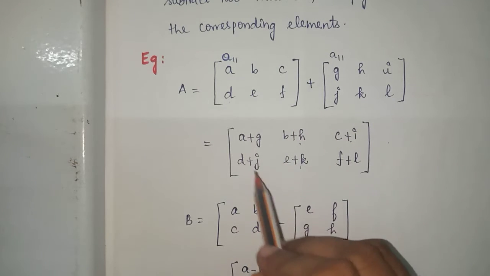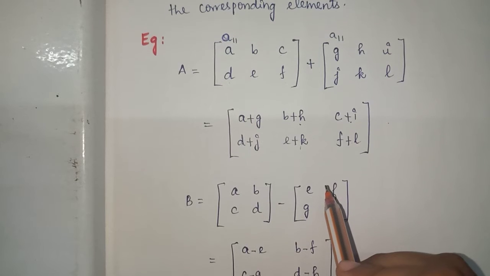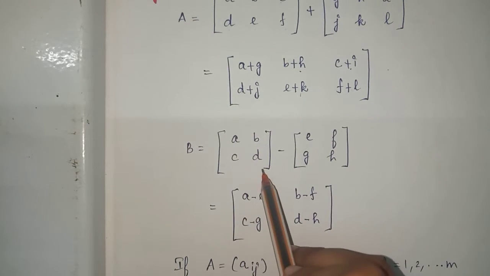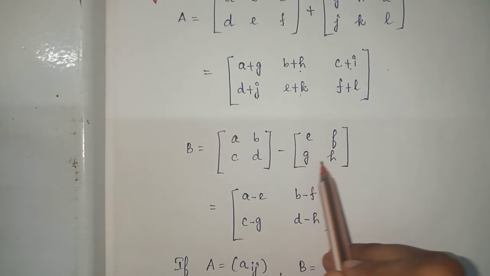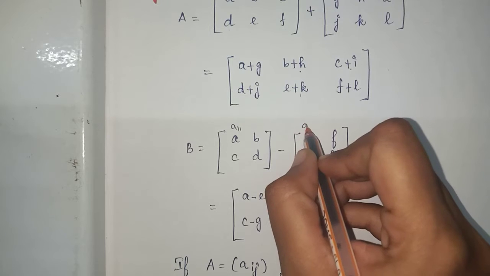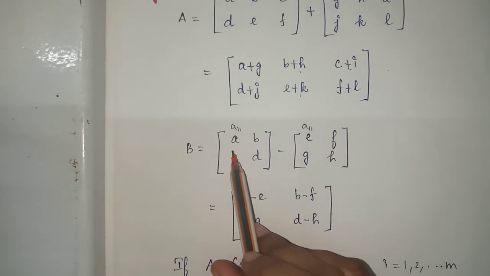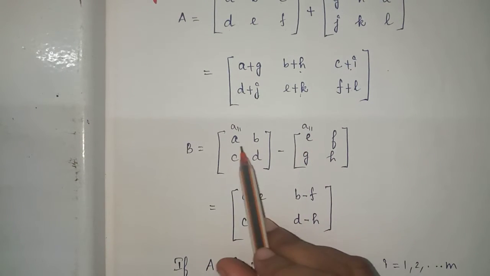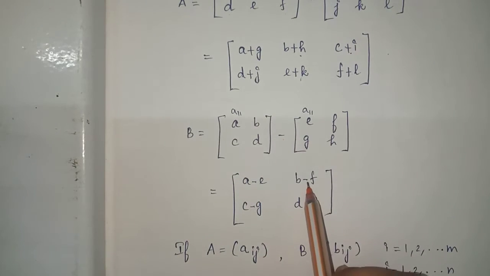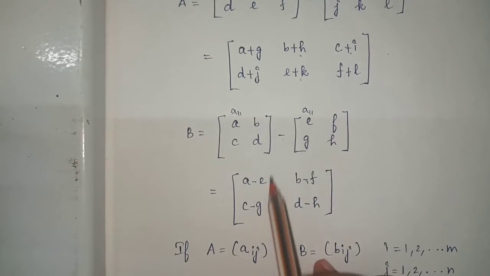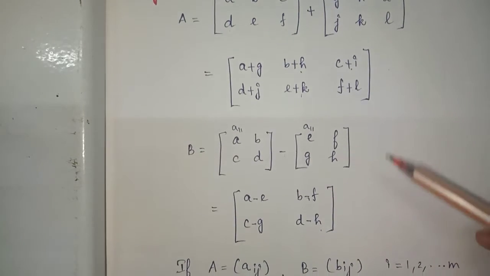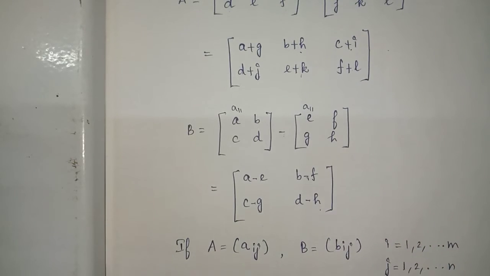The same procedure applies for the subtraction of matrices also. So B is equal to the matrix A, B, C, D minus the matrix E, F, G, H. This is the position of A11, and this is also the position of A11. So you have to subtract the corresponding elements: A minus E, B minus F, C minus G and D minus H. This is called the addition and subtraction of matrices.